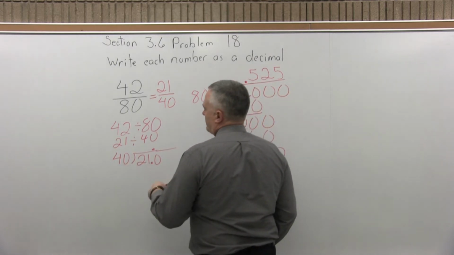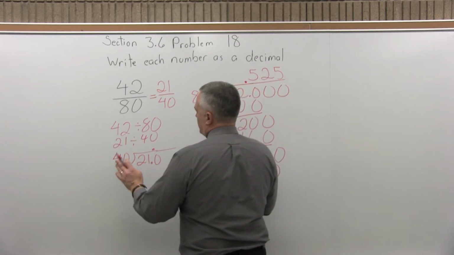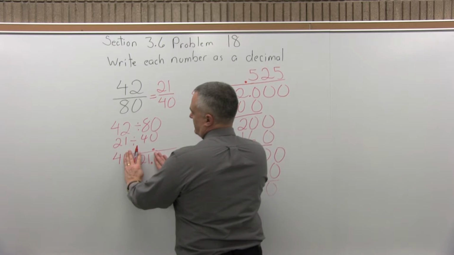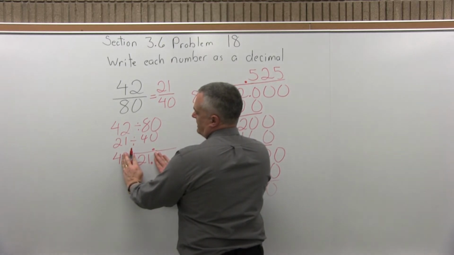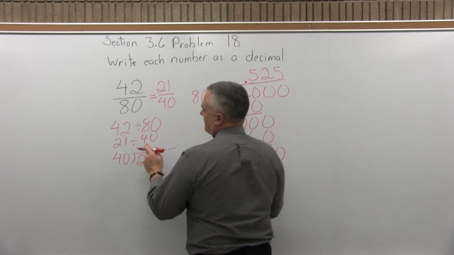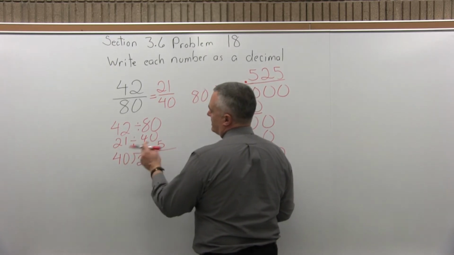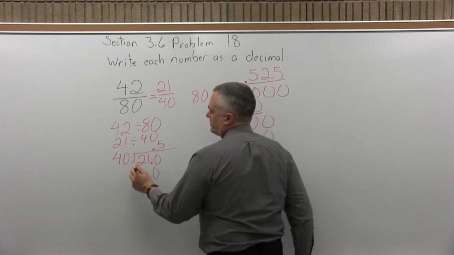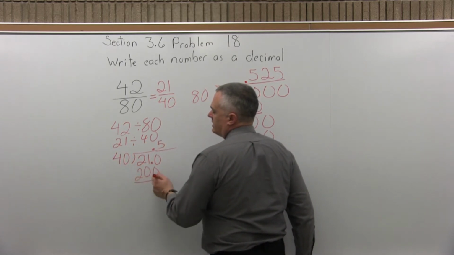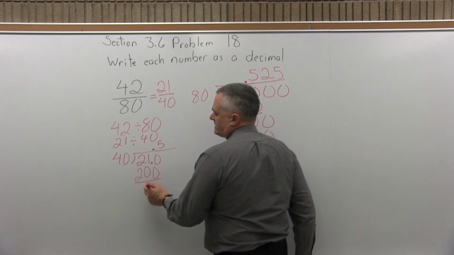Will 40 divide into 210? Yes, it will. How many times? It's tough to see because of the size of the numbers, so just cover up those last zeros and assume you're doing 4 divided into 21. It'll go in 5 times. 5 times 4 is 20, so 5 times 0 is 0. 5 times 4 is 20, so I get 200. 210 minus 200 is 10.